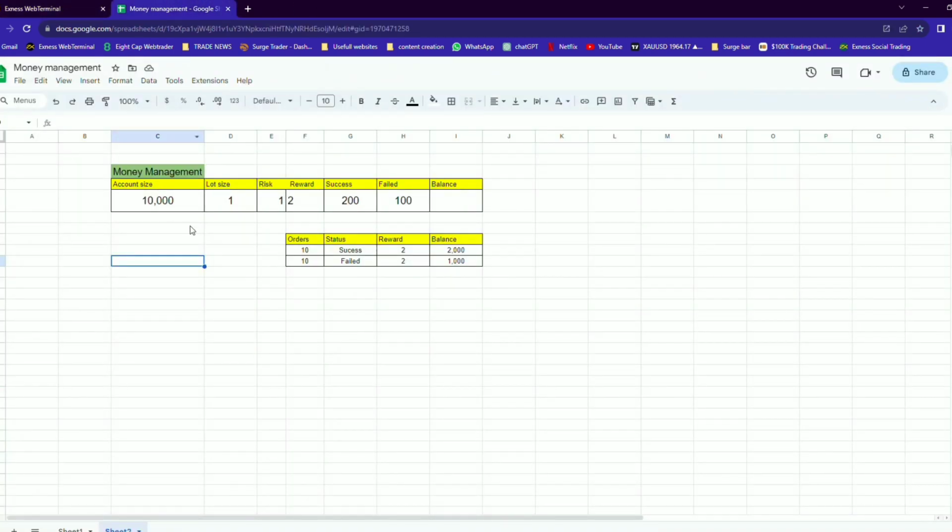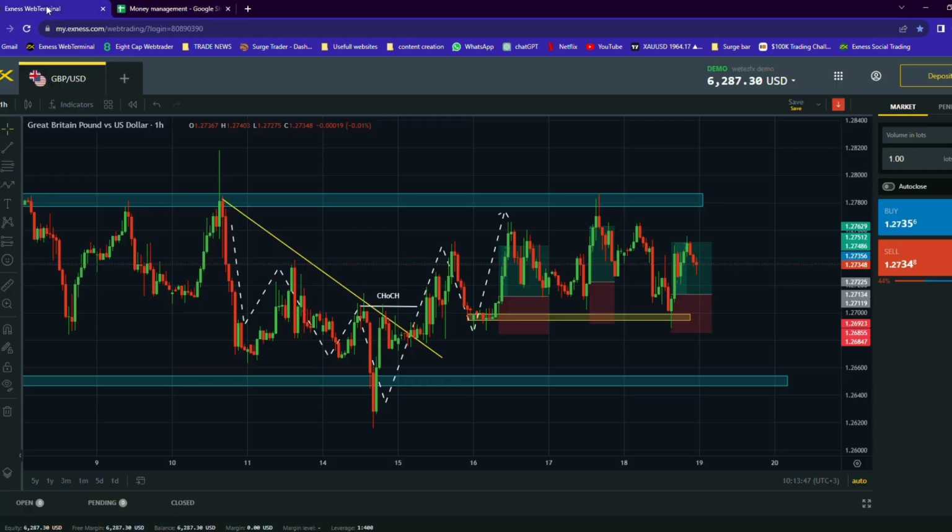So here we are going to use an example of a $10,000 account, and we'll use an example of 5,000, 1,000, and all the way down to 500. So we are starting with a $10,000 account. So for example, we have three setups here, using GBP as an example, and let's go.